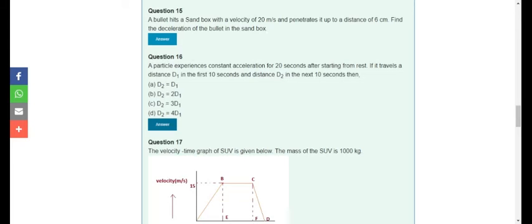So 200a is nothing but my d1 plus d2, and d1 we have calculated before, it is 50a. So d2 would be 200a minus 50a, that is 150a. d1 is 50a, d2 is 150a. So d2 is equal to 3 times d1, because 50 into 3 gives 150.